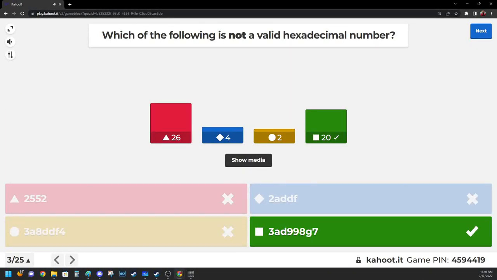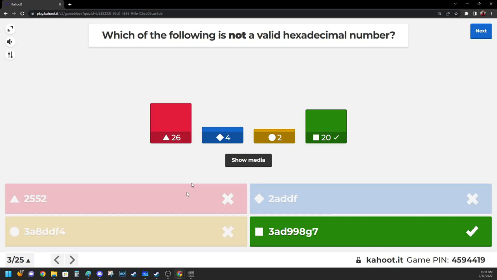A lot of people took the red bait. So remember, 0 through 9 is the same in decimal and hexadecimal. So this could very well be found in an IPv6 hexadecimal format. It doesn't have to have letters in it. Can I have a G? There are no G's in the hexadecimal format. Very good.